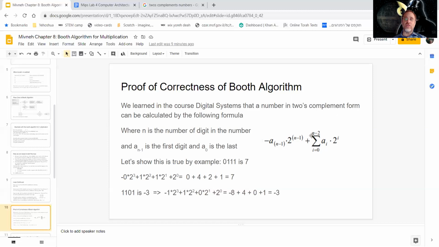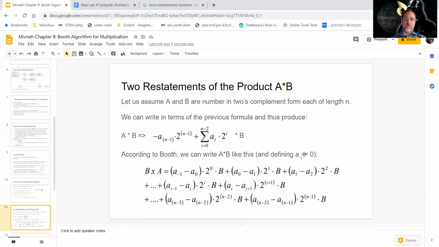First thing we have to do is understand how to represent a number, because we need to be able to represent the number in terms of a series in order to see if the multiplication works. You'll see. So now we're going to do two restatements of the product A times B. Let us assume that we have two numbers, A and B, and they're both in the 2's complement format, and they're each of the same length n. We can write in terms of the previous formula and thus produce the following.